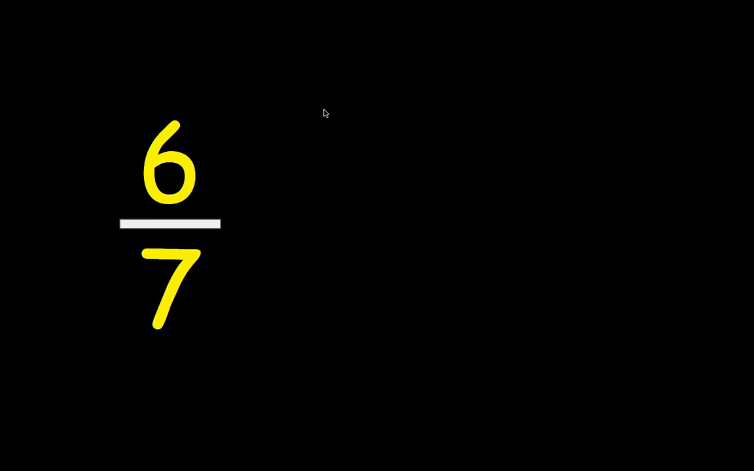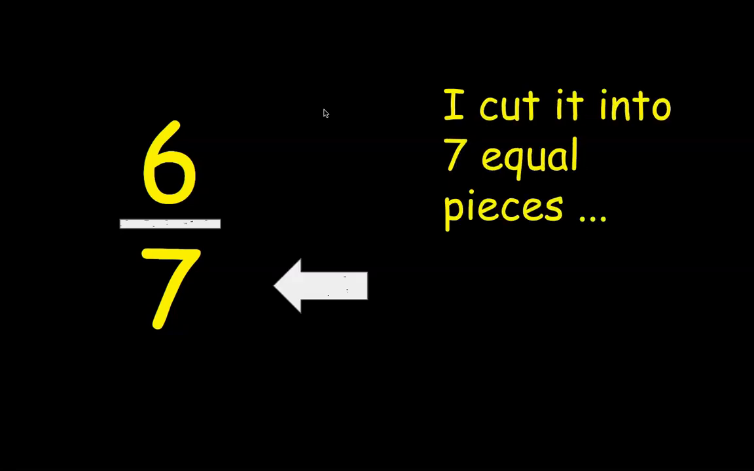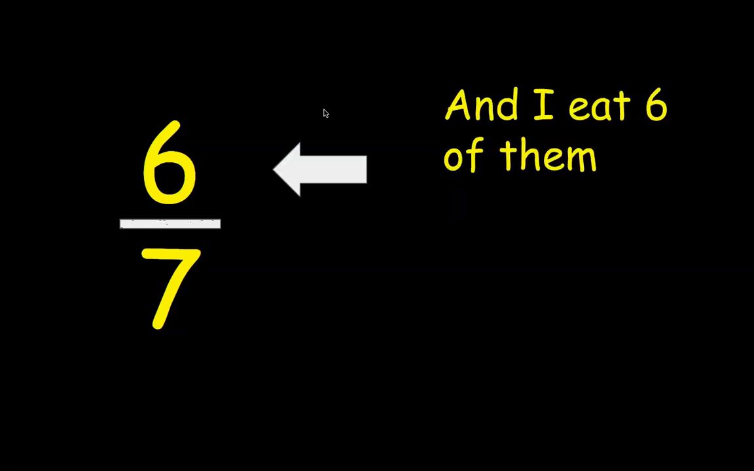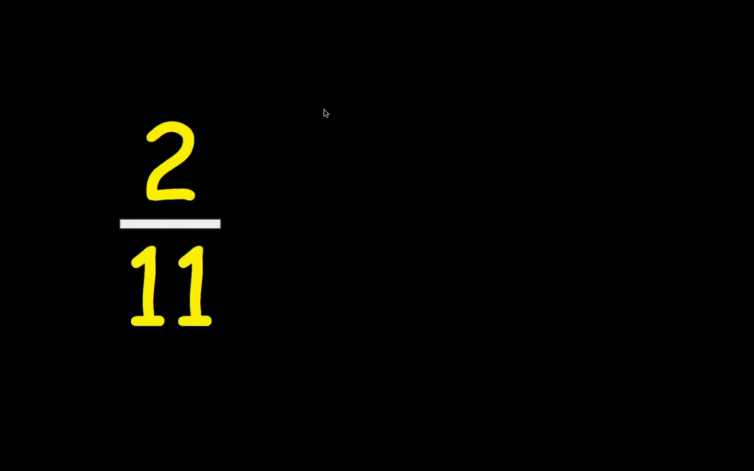Right, pizza story. I have a pizza. I cut it into 7 equal pieces and I eat 6 of them. How many slices have you got left? 1. What is the name of that slice? It's 1/7. You've eaten 6/7. 1/7 is left. Pause if you want to, otherwise we just continue. On your marks, get set.